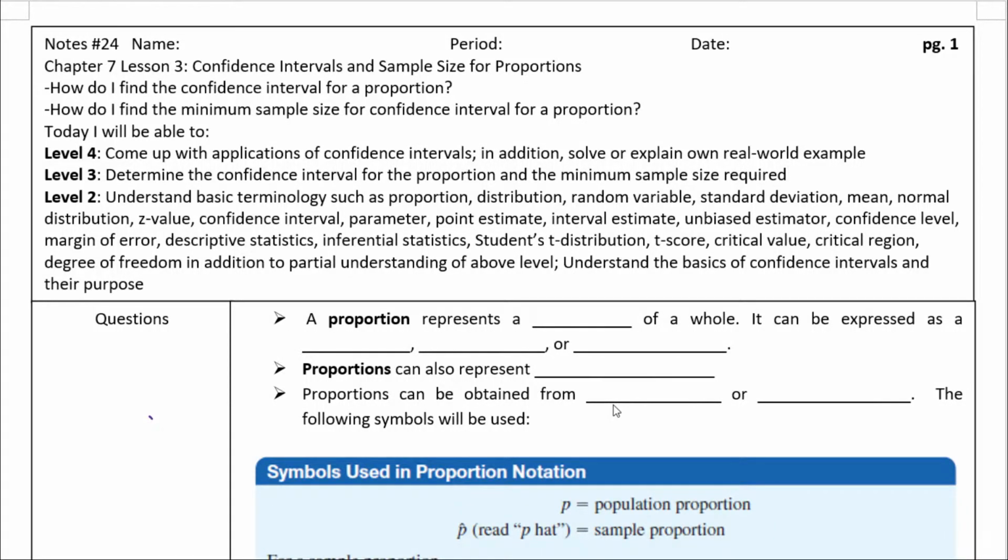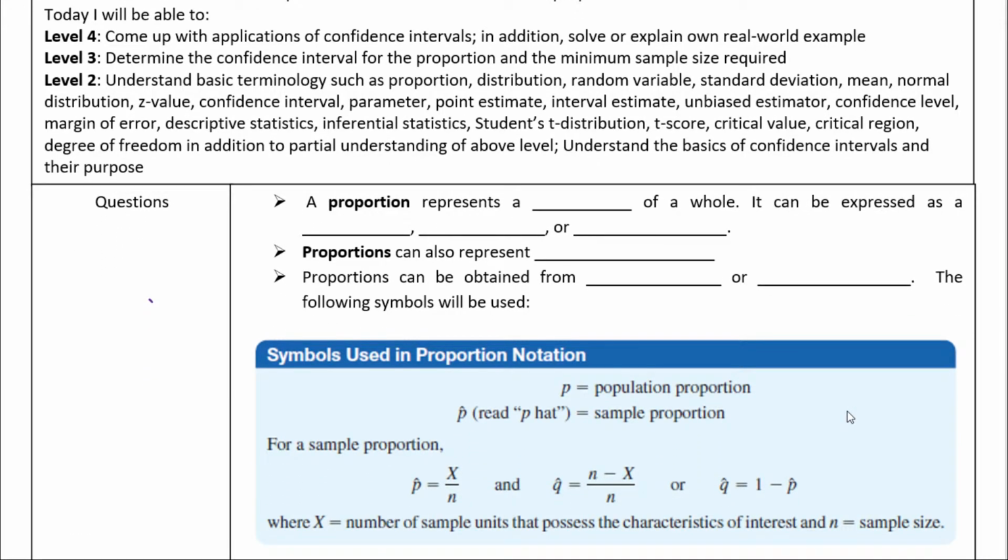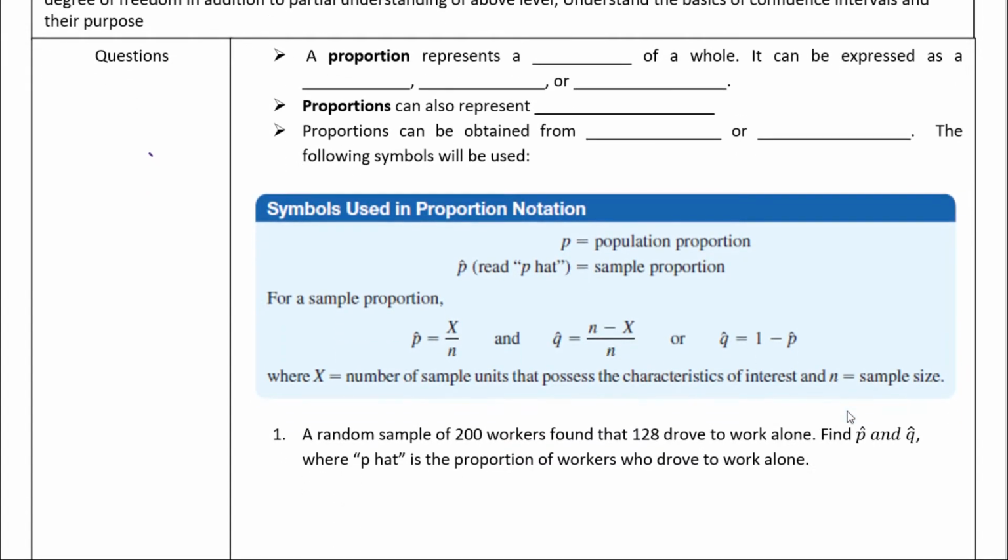Confidence intervals and sample size for proportions. So this is the third lesson in the unit. Before this, we went over confidence intervals for means, and we did it for a couple scenarios, large sample size and small sample size, and whether or not we knew the sigma, the population standard deviation. Here we're going to focus on proportions, what a proportion is, and how to find the confidence interval, and how to find the sample size given certain conditions.